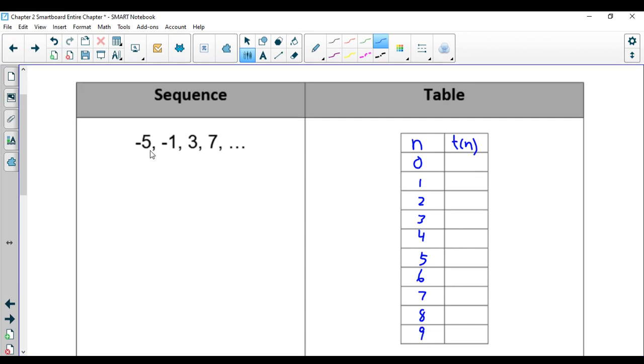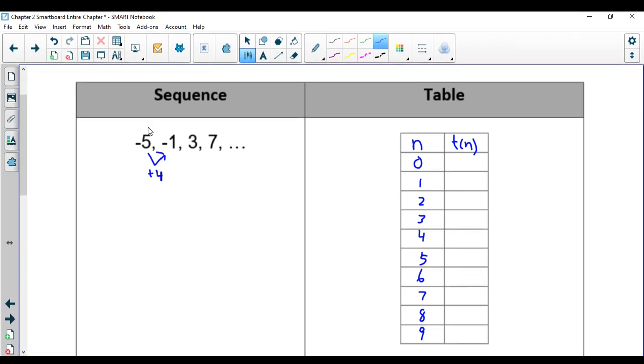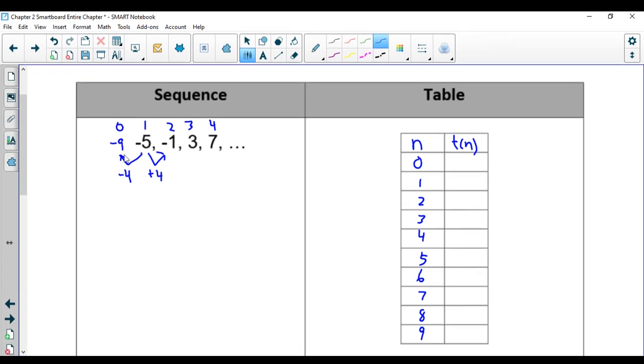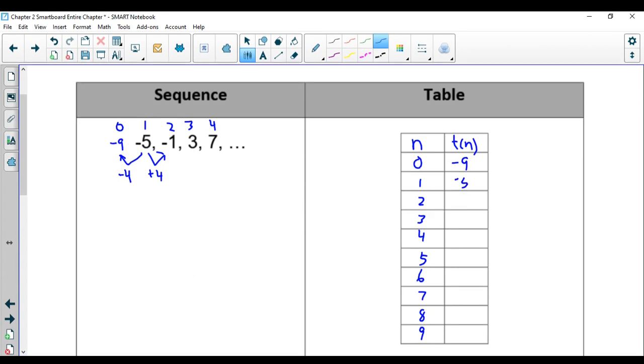So we can see that our pattern is +4. Remember, -5 is term number 1, so this would be 1, 2, 3, 4. We have to work backwards to get to term 0. If we're adding 4 going to the right, we'd have to subtract 4 going to the left. So we would be at -9. So our 0 term is -9. The first term is -5, because that's the first number we originally saw.